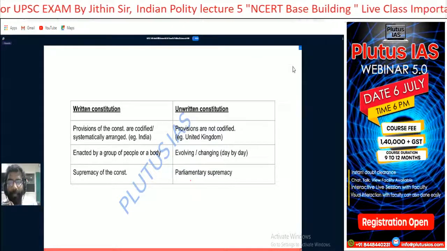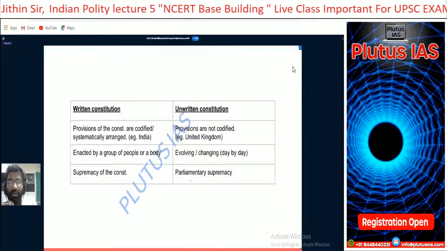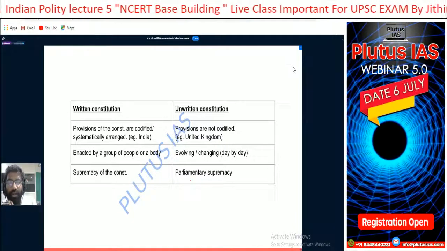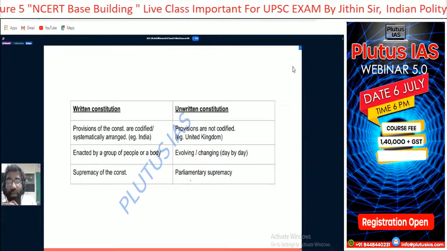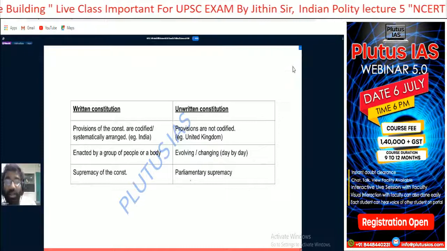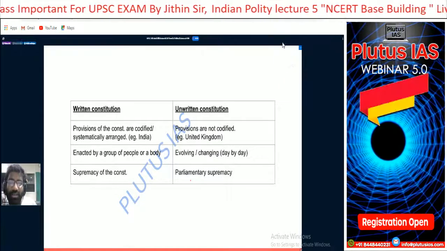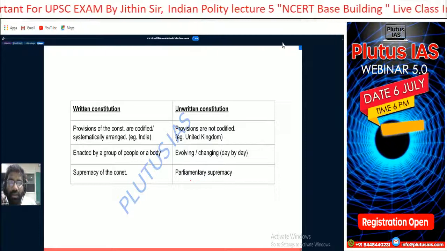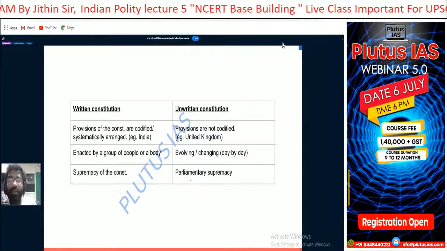Okay. Clear? This point, Palak, clear? Yes, sir. And under unwritten Constitution, write down it is parliamentary supremacy. What is it? Parliamentary supremacy. That means Parliament is above all.